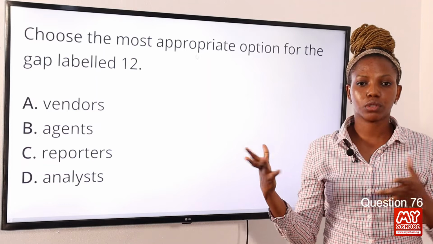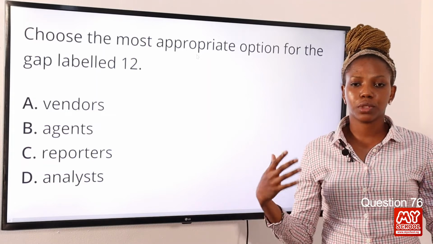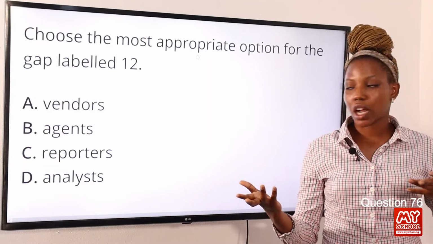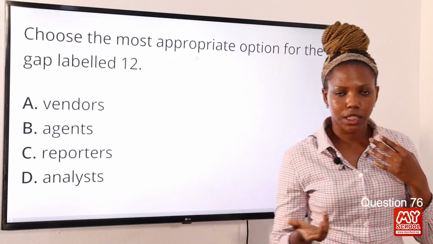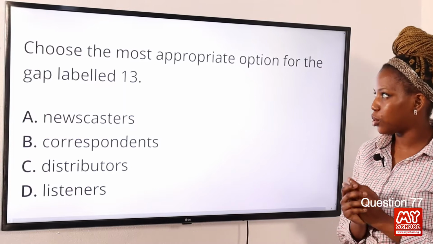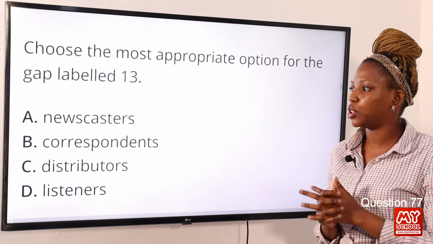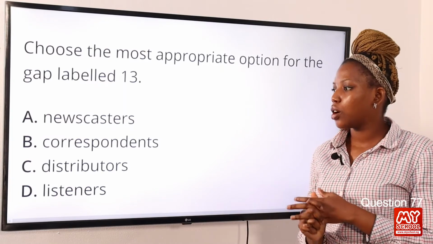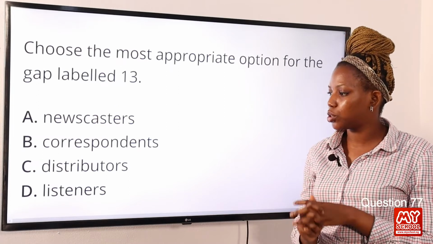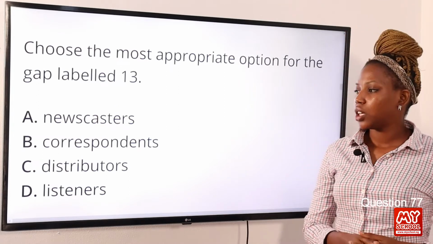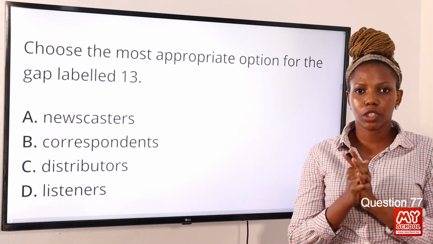Reporters are people who go out to collect stories or gather up stories and items for news broadcast. So option C therefore is the correct answer to this question. Question 77. Choose the most appropriate option for the gap label 13. Option A, newscasters. Option B, correspondents. Option C, distributors. Option D, listeners. Now the answer to this question is option B, correspondents.